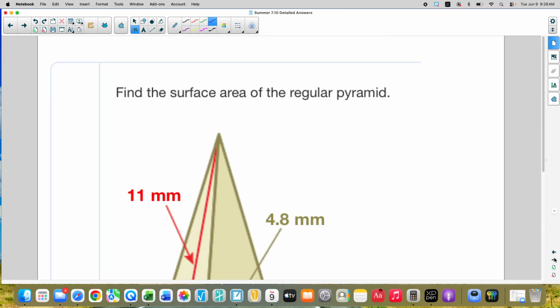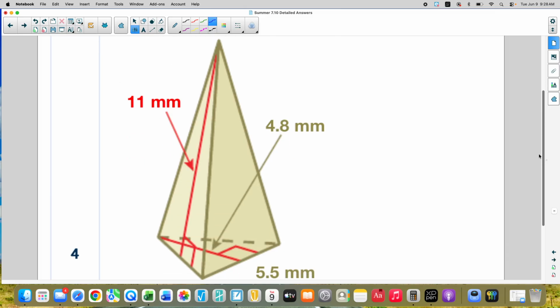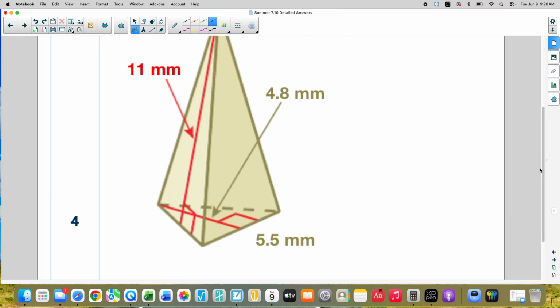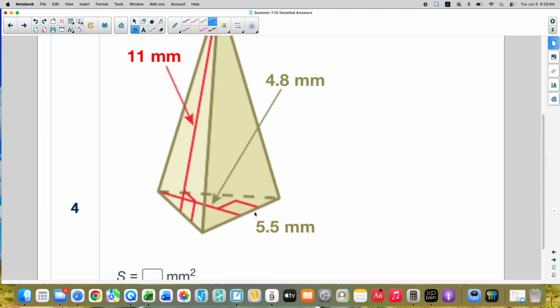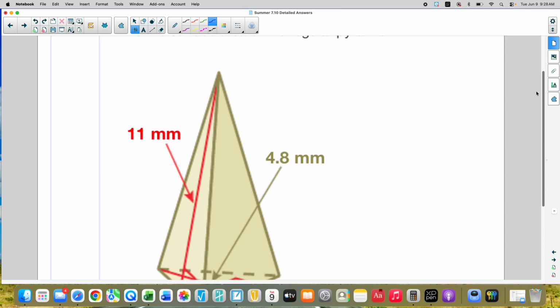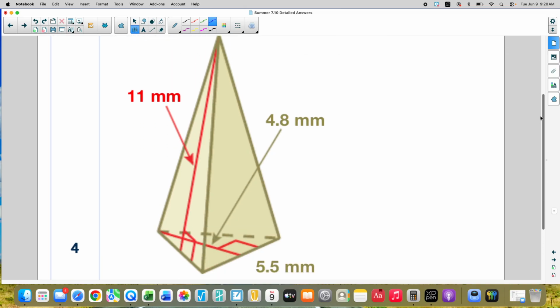Find the surface area of a regular pyramid. This time we have 3 sides. So this is actually our base, an equilateral triangle, because all 3 sides of the triangle are the same.